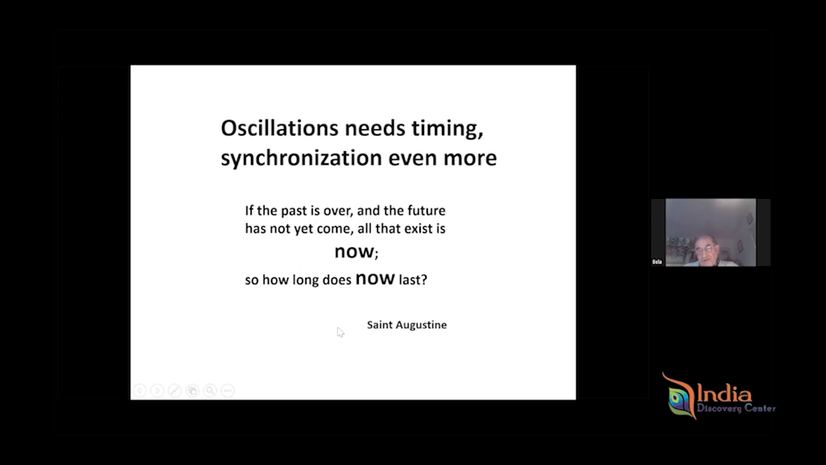I like this Saint Augustine citation, which I borrowed from Bujaki. If the past is over and the future has not yet come, all that exists is now. So how long does now last?